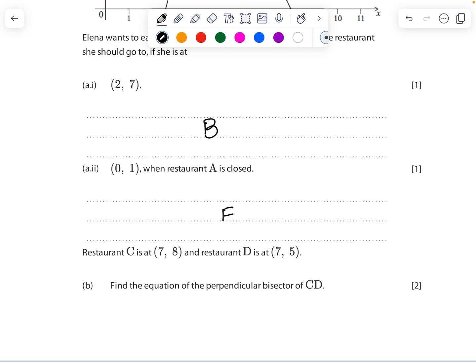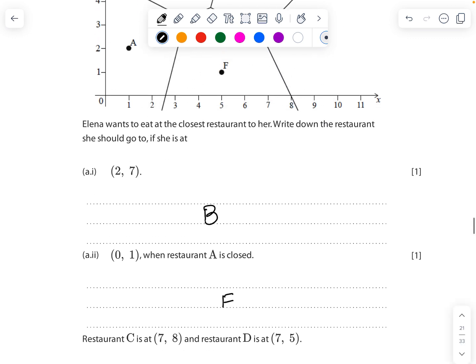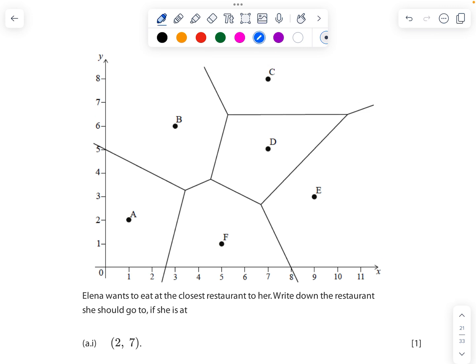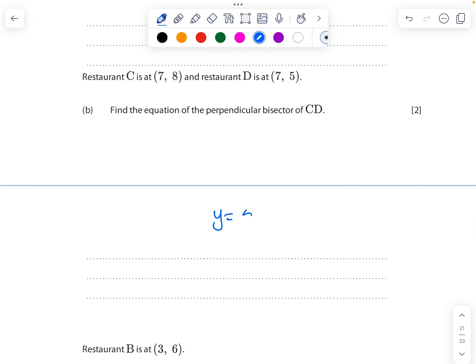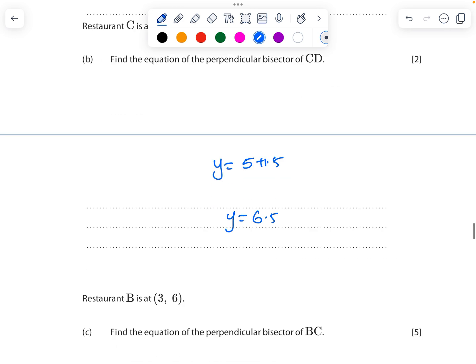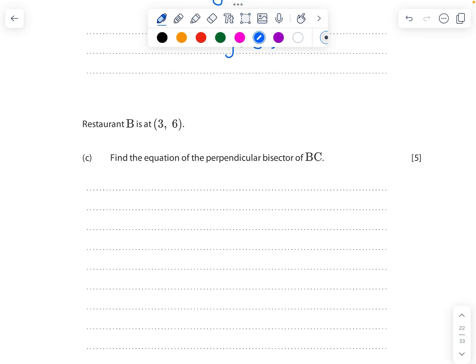Find the equation of the perpendicular bisector for CD. We can see that CD is one below the other and the distance between them is 3. So this distance has to be 1.5 and 1.5. So from 5, 1.5 is going to be 6.5. So y equals 6.5. Restaurant B is at 3, 6.